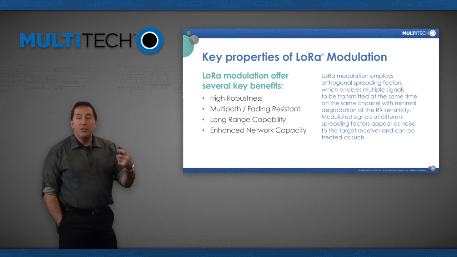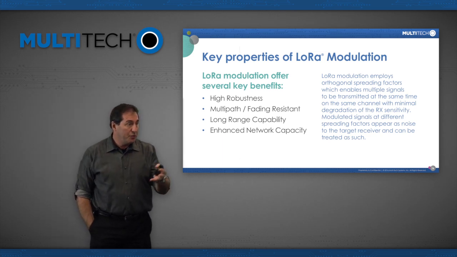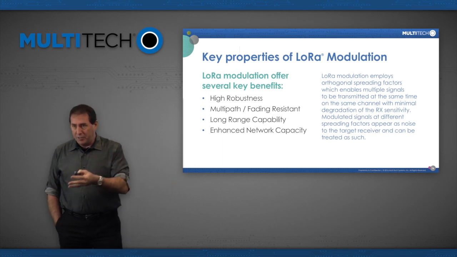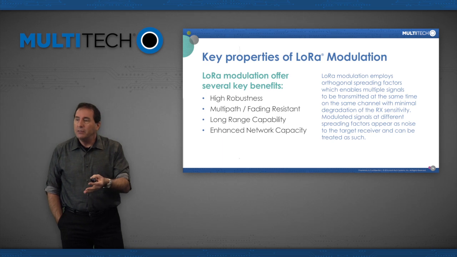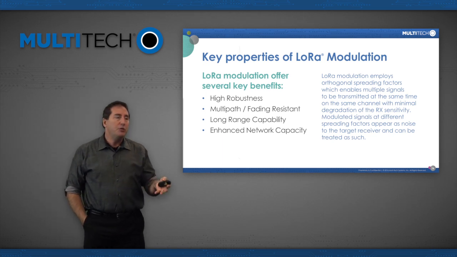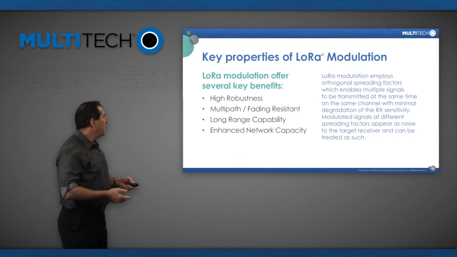Enhanced network capacity. I mentioned how you can have spreading factors allowing you to reuse channels. So LoRa modulation is what you would call spectrally efficient. It allows you to accurately use the spectrum that you've assigned and get a lot of use.